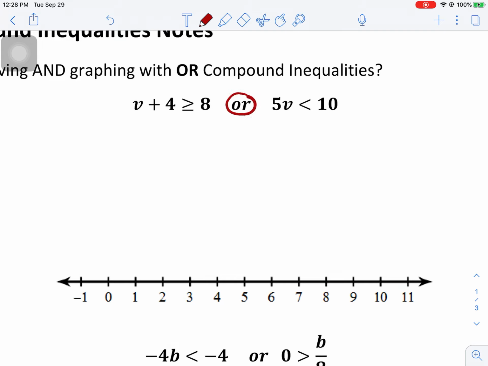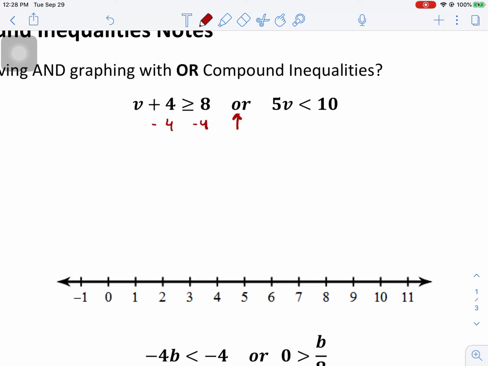Notice here, there's an "or" in between these two inequalities. They're compounded together because of this statement, okay? When we do these, what we have to do is solve for each variable in each problem, and that should give us two inequalities with just a variable and a number combined with "or".